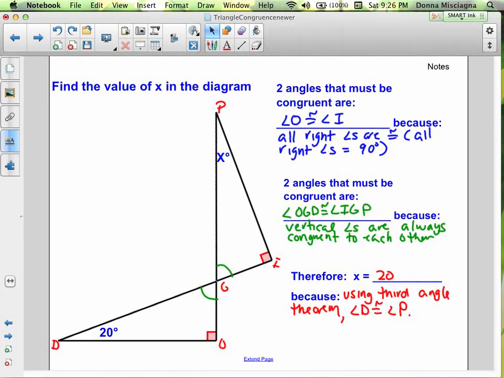Right? So we've already shown, you can't just use third angle theorem all by its lonesome. But if you've already shown that two pairs of angles are congruent, then you can use third angle theorem to show the third pair of angles has to be congruent as well. All right, and now we have solved this one. Let's do the next one, and we'll use triangle sum theorem.